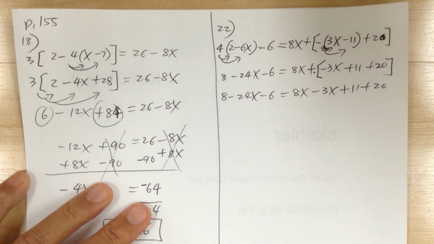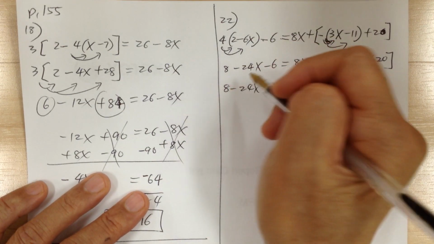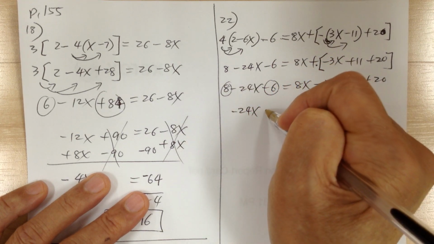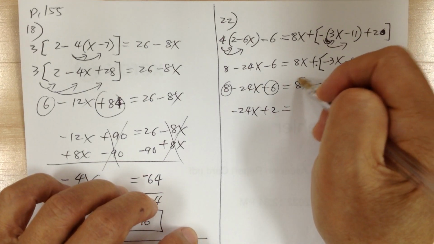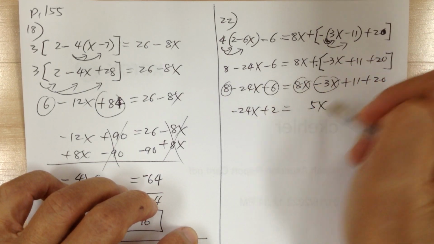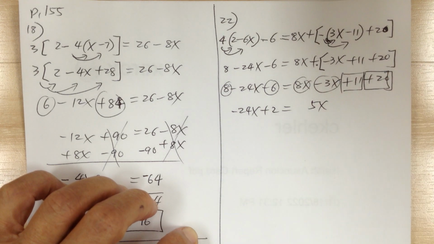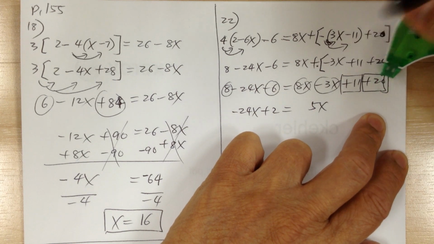Okay? Okay, next, let's go and combine our like terms to simplify things a little bit. So I get minus 24x plus 2. Okay, on this side, I got lots of stuff. Okay, so this one and this one would be 5x. This one and this one would be... getting a little bit too sloppy.